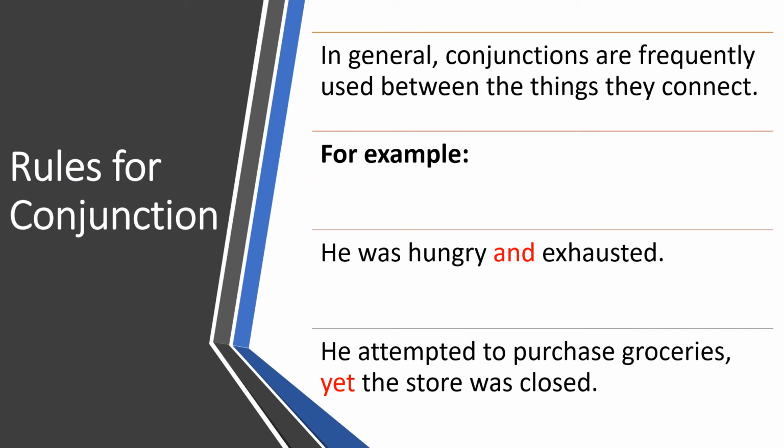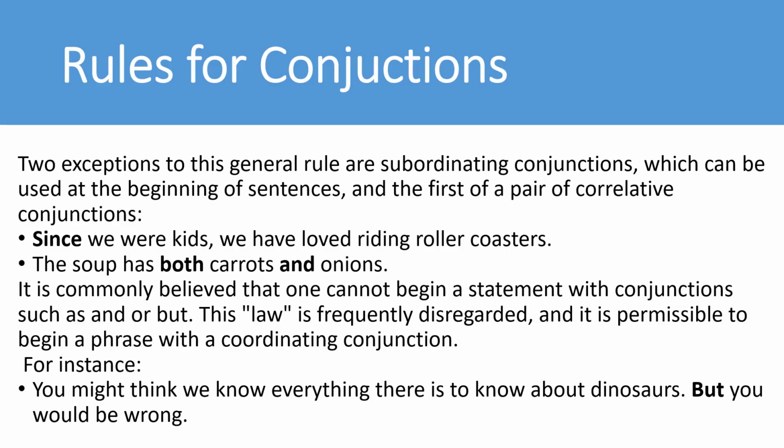Now, rules for conjunction. In general, conjunctions are frequently used between the things they connect. He was hungry and exhausted. He attempted to purchase groceries, yet the store was closed. Two exceptions to this general rule are subordinating conjunctions, which can be used at the beginning of the sentence, and the first of a pair of correlative conjunctions. Since we were kids, we have loved riding roller coasters. The soup has both carrots and onions.